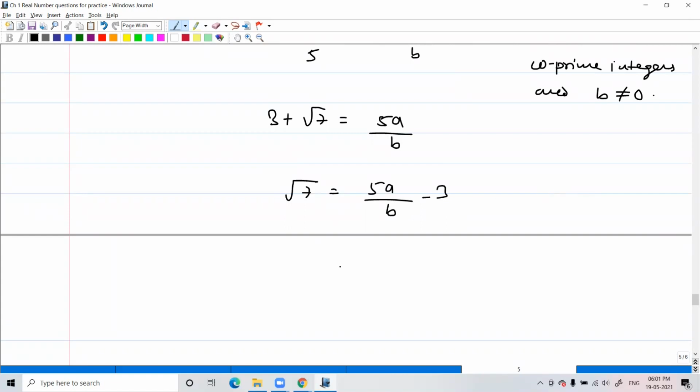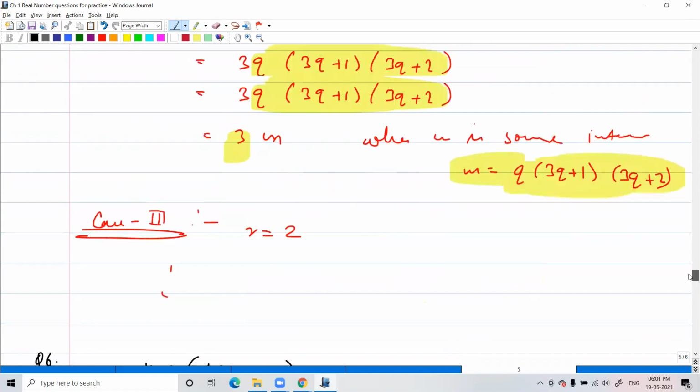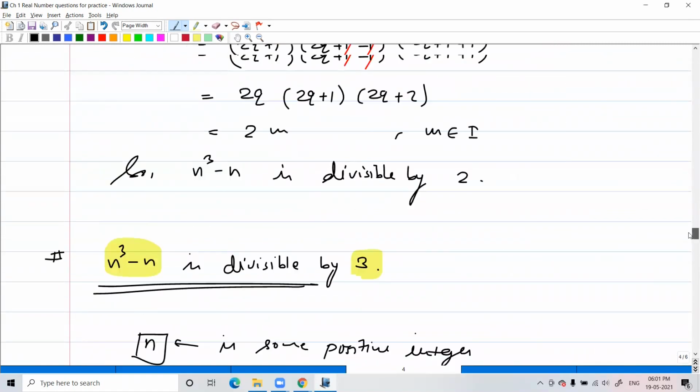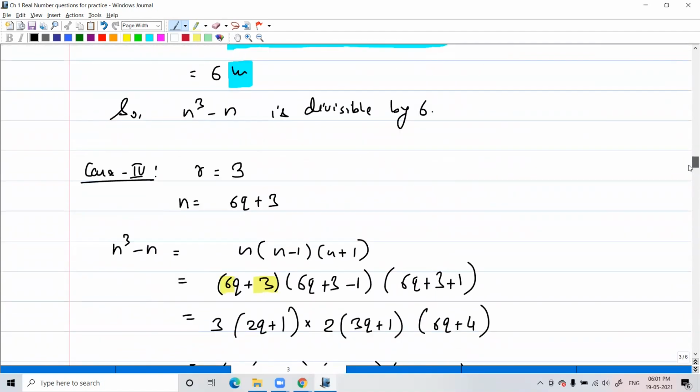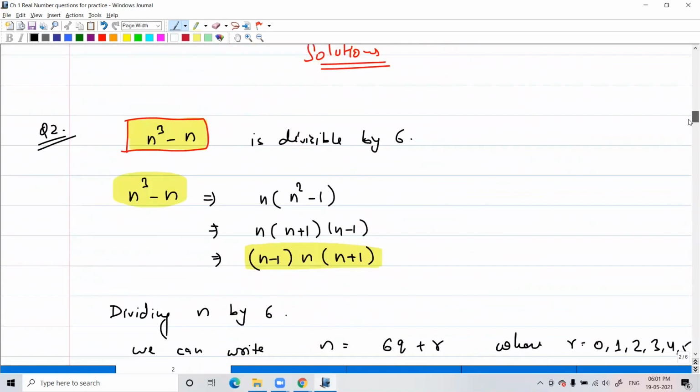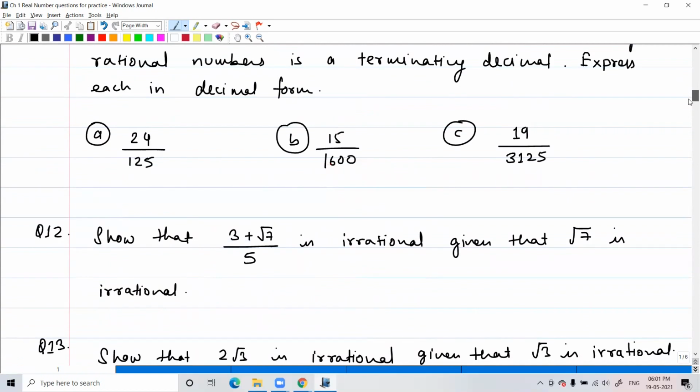Sir, I got confused when it says root 7 is irrational. That's why I asked you, sir. Oh, is there something wrong in the question? Did I write it wrongly? No, I got confused, because it was written that root 7 is irrational. That's why.